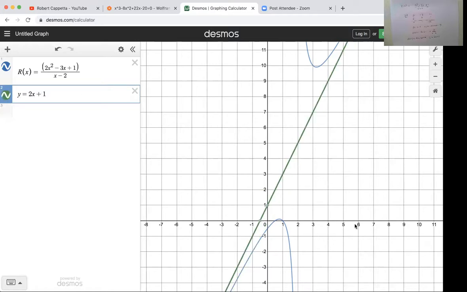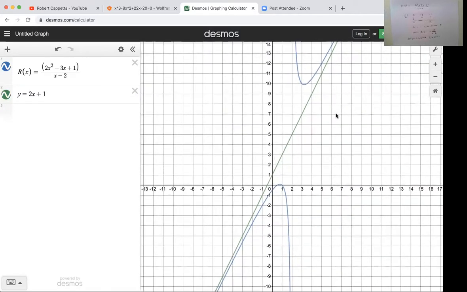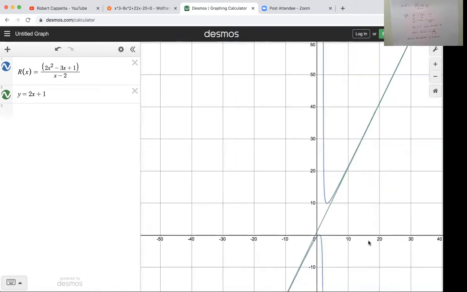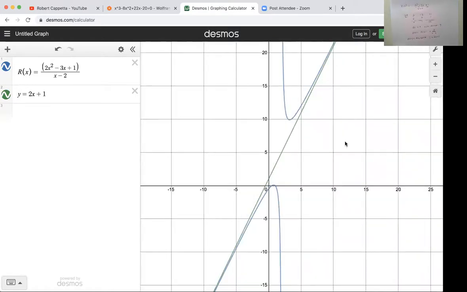And can you believe that? Let me zoom it out a little bit, and we can feel even better about that. So what this is saying is as x gets very, very large, the graph gets very, very close to 2x plus 1. It's almost a straight line. It's only when x isn't very large that it deviates much from 2x plus 1.